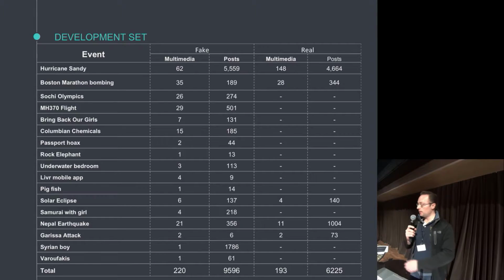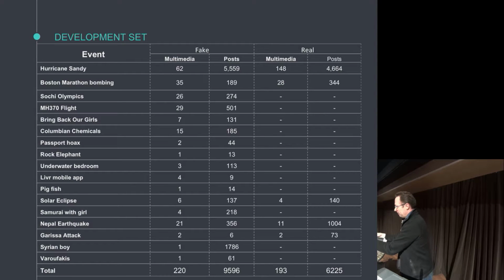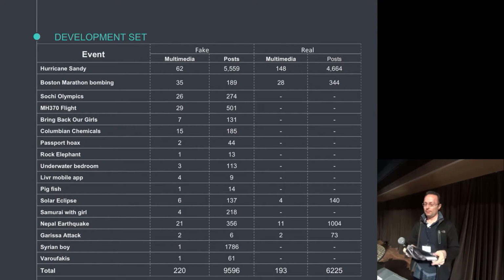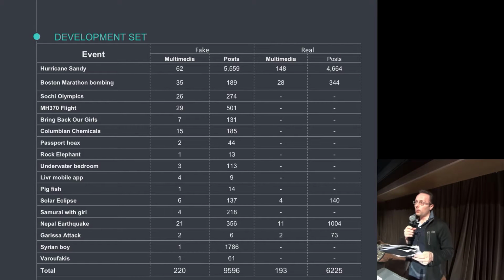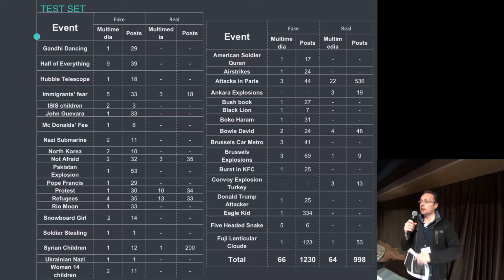So here's some data. This is the development set. We've got about 17 events, and there are about 400 images and about 15,000 tweets in the development set. It's a little bit unbalanced. You can see four of the very large events have most of the tweets, so the participants needed to be aware of that. And then for the test set, which the participants didn't see until they needed to run their test runs, here we have about 36 events, so it's getting a lot larger. We have about 120 images and 2,000 tweets from that.